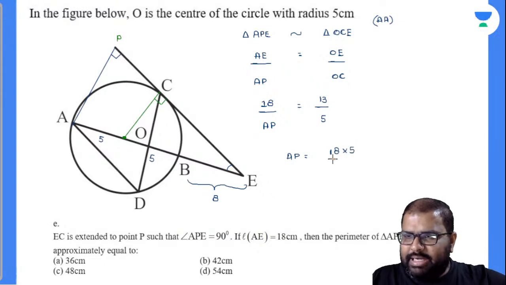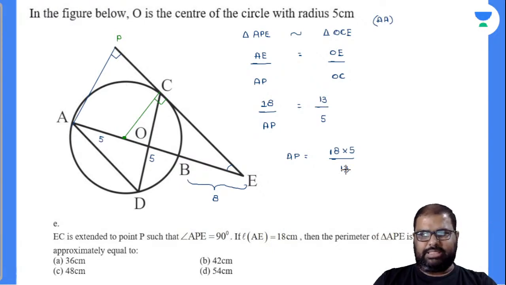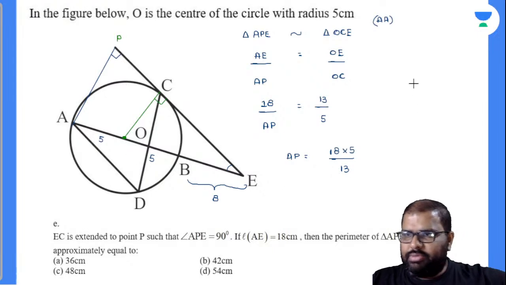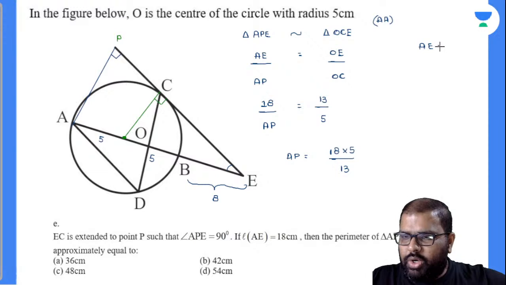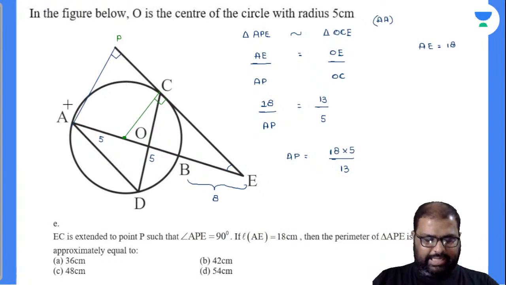So let's keep it aside. Later on we will use this data to solve the question. I want the perimeter of triangle APE. This is what the question asked. I know the AE value here, which is 18. I know the AP value. Now I want the PE value. This is the only thing I need there. Am I right or wrong?